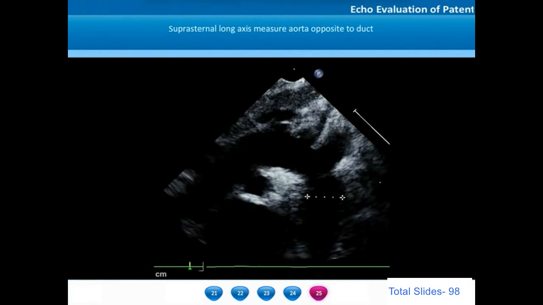We should measure the aortic dimension in the proximal descending thoracic aorta where the ductus is originating. This measurement of the aorta opposite to the duct taken in the suprasternal long axis of the aortic arch will give a rough idea about how large a device can be placed in the ductus arteriosus. If this dimension is very small, a larger device to occlude the ductus arteriosus may compromise the aortic lumen.